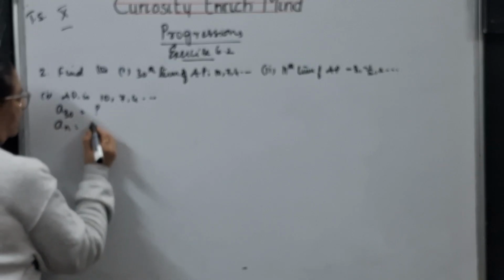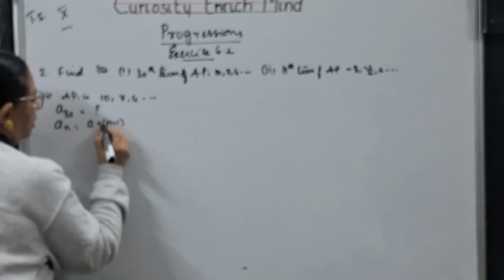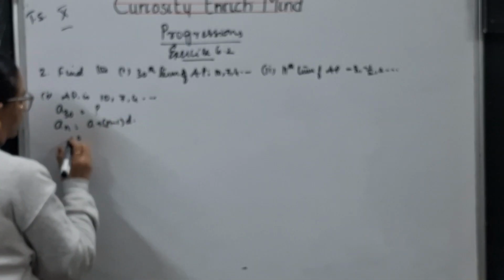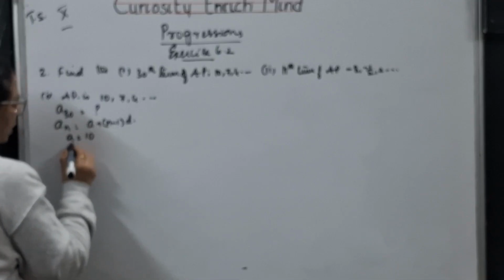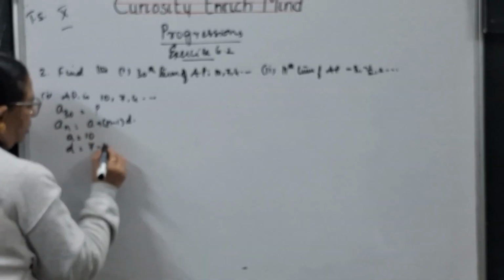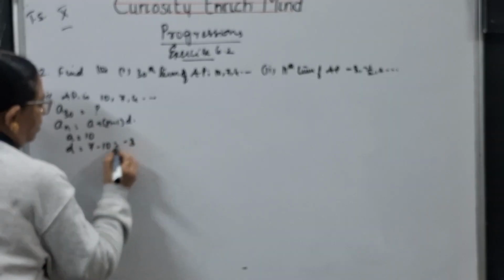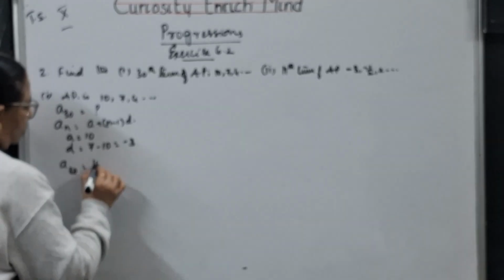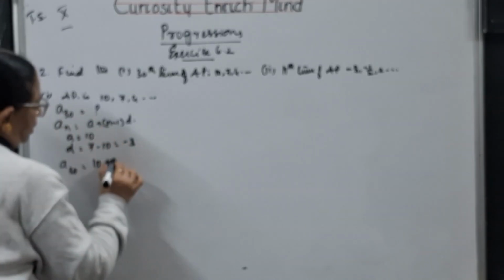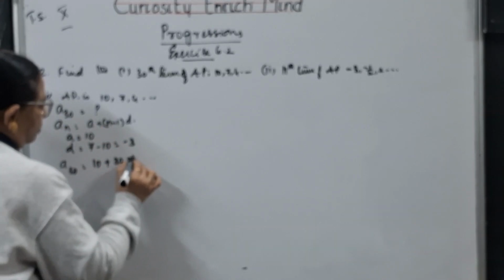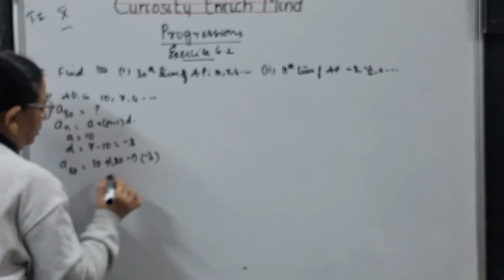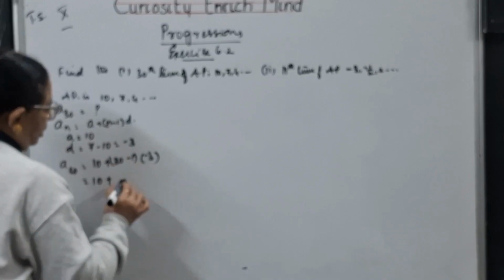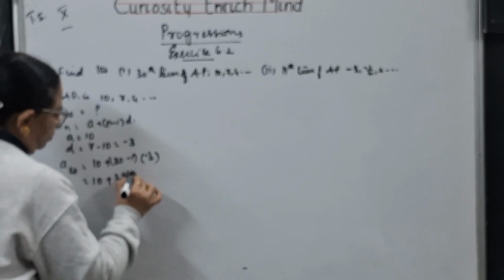We know that An is equal to A plus (n minus 1) into d. Here, A value is 10 and the common difference is A2 minus A1, 7 minus 10, that is minus 3. So A30 is equal to 10 plus (30 minus 1) into (minus 3), that is 10 plus 29 into minus 3.